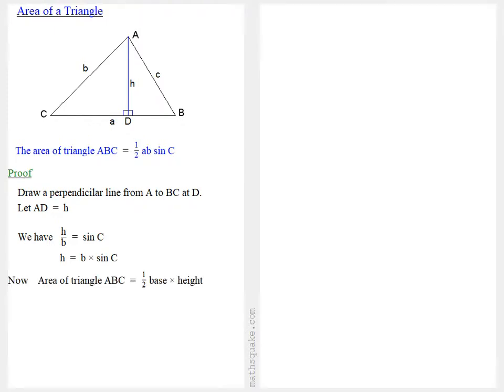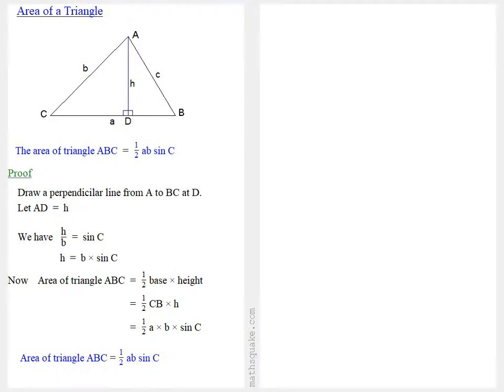Now we also know the area of a triangle is equal to a half times the base times the height. So in the triangle ABC, the area is a half times CB times h. But we've just shown that h is equal to b times sine C. We also know that the side CB has length a. So the area of the triangle is a half a times b times sine C, or area of triangle ABC equals a half ab sine C.